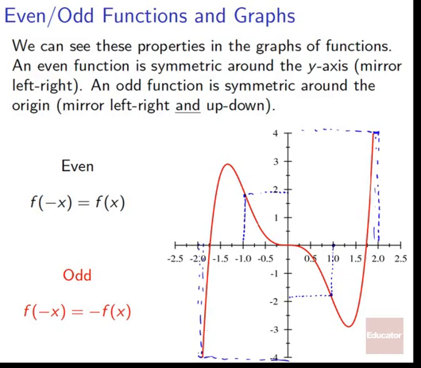So we are not just flipping around the y-axis. We're flipping around the origin, because we're flipping the right, left, and the up, down. So we mirror left, right, we mirror up, down. That's what's happening with an odd function.